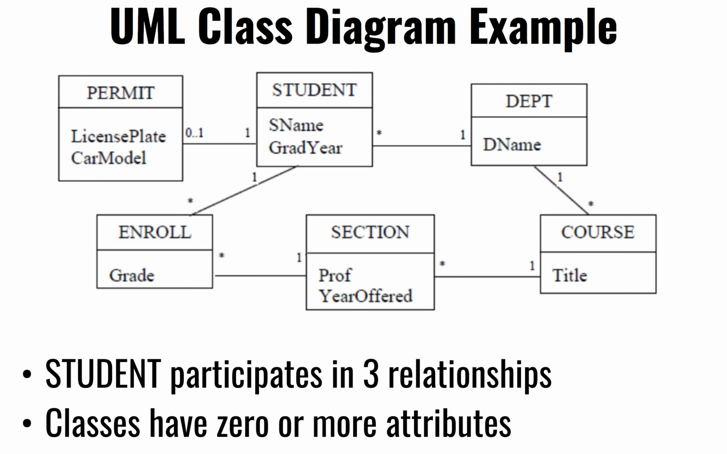So notice that each one of these lines is labeled with numbers or stars and whatnot. Let's talk about these things. No, you would not have zero attributes. Yeah, one or more attributes. I think I was going to refer to the cardinality.